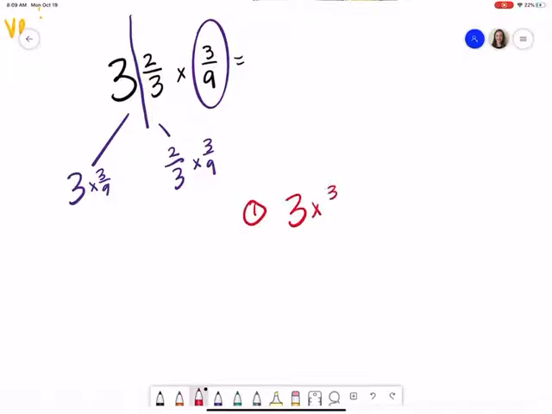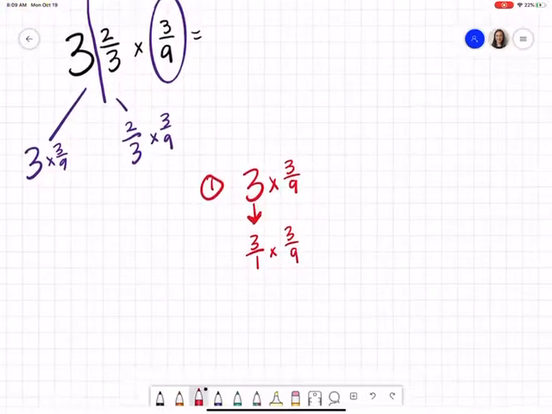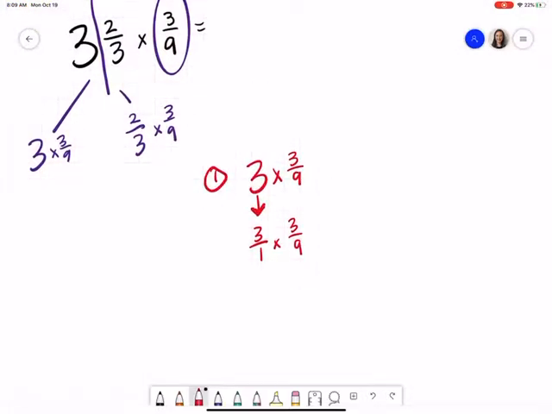3 times 3/9. We know that we need to turn 3 into a fraction in order to solve. To turn any whole number into a fraction, we need to put it over 1. Then we're going to go ahead and solve. 3 times 3 equals 9, and 1 times 9 equals 9. So this is what we call an improper fraction because the numerator is bigger than or equal to the denominator.